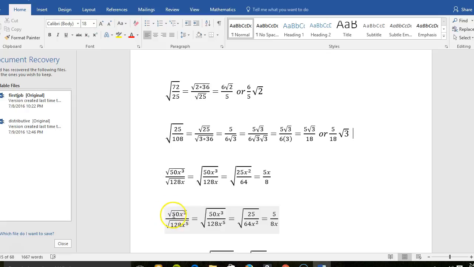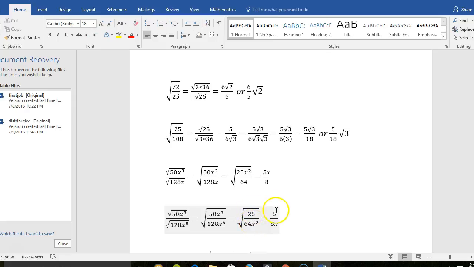Now let's look at the next problem. The square root of 50x cubed over the square root of 128x to the fifth. Well, we bring it together like this, and then we reduce. Now, x cubed over x to the fifth is 1 over x squared, or in other words, to say the same thing, x squared just comes down here. It's not upstairs now, it's downstairs.